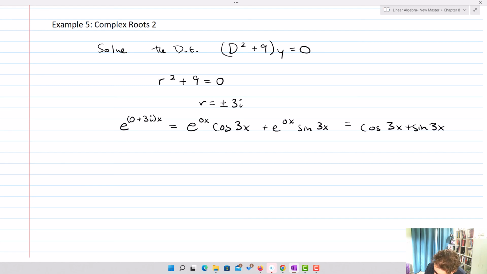We'll put on our constants. We're going to get c1 cosine 3x plus c2 sine 3x, and that is the solution. Since this only has an imaginary part, we're not actually going to have an e to any power. That's just going to be 1, since it's e to the 0th power. Then we just need the argument inside the sine and the cosine to be the 3.